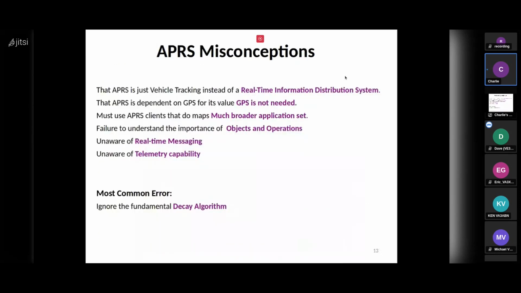There's a few misconceptions about APRS out there. The biggest one probably, when you talk to a lot of folks, is that, oh, it's just a vehicle tracking system. It's clearly much more than that. It's a real-time information distribution system. As a matter of fact, GPS isn't even needed for tracking, so it doesn't depend on GPS for its value.